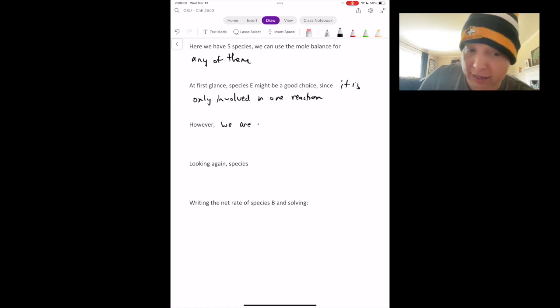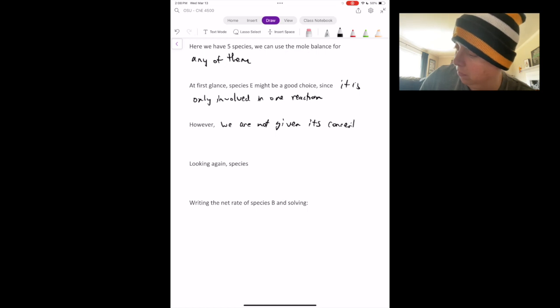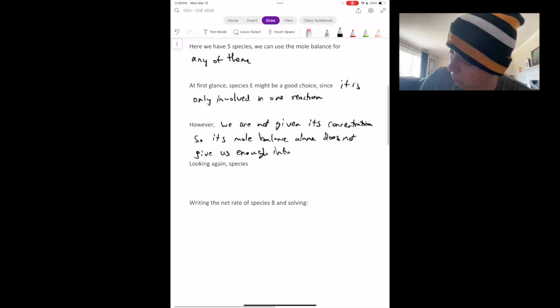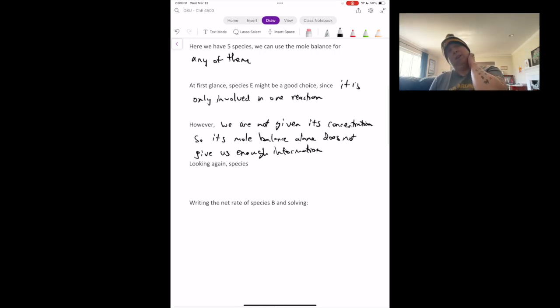We are not given its concentration, so its mole balance alone doesn't give us enough information. So we could couple the mole balance of species E with the mole balance of another species, but why do that? Why not just pick a species for which we have information and use that to solve for volume?